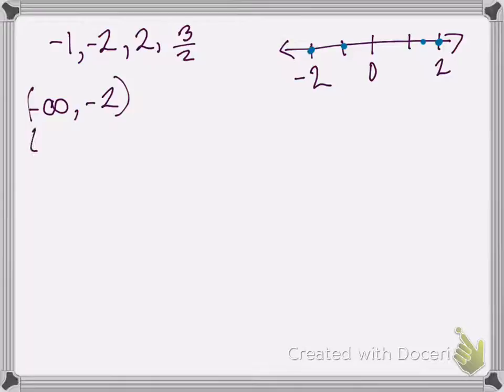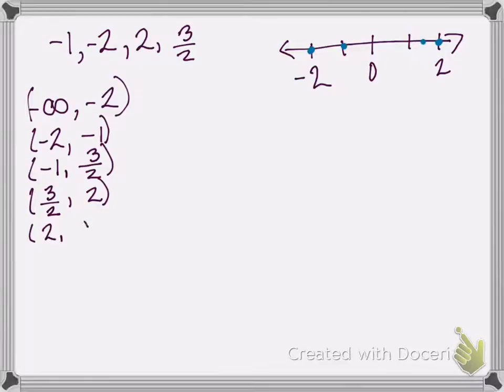Then I have negative 2 to negative 1. Negative 1 to 3 over 2. Then we have a small interval, so we're going to have to get a number that's a fraction. And I know we like to avoid that, but we can't avoid it in this situation. So then I have 3 over 2 to 2, and then I have 2 to infinity.